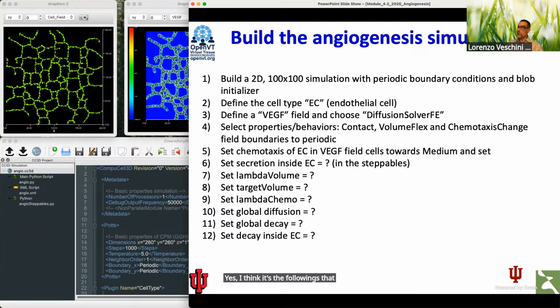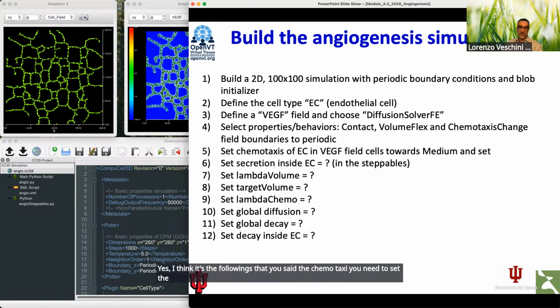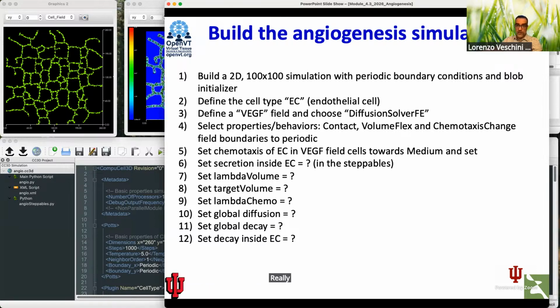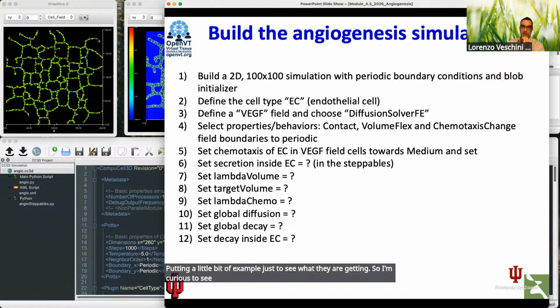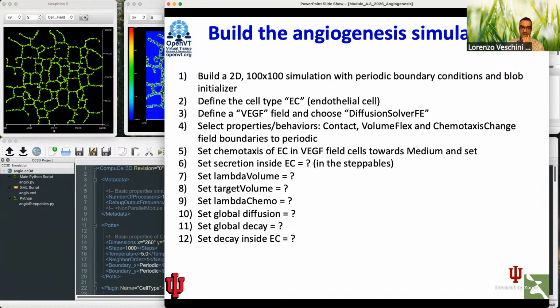To set the chemotaxis, you need to set the LambdaChemotaxis and the parameter for chemotaxis. Yes, it's missing there. Really, the next slide will be mostly a suggestion for which parameters are optimal to get a network happening. Okay, those that are done, why don't they start putting a little bit of example just to see what they are getting. I'm curious to see if all get networks like the one we see or other things. Like Robert sent us these examples, which look great.